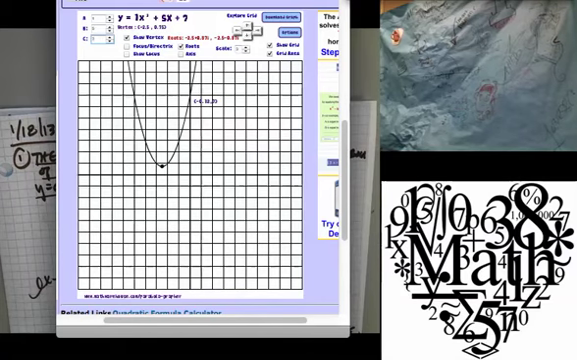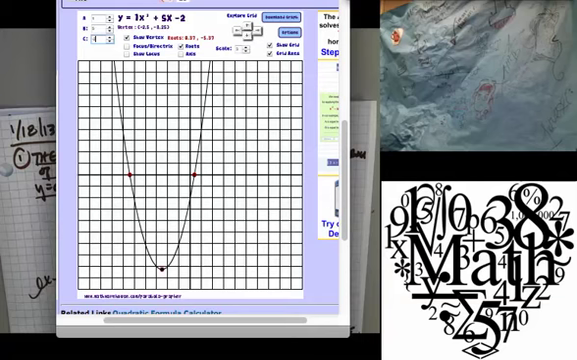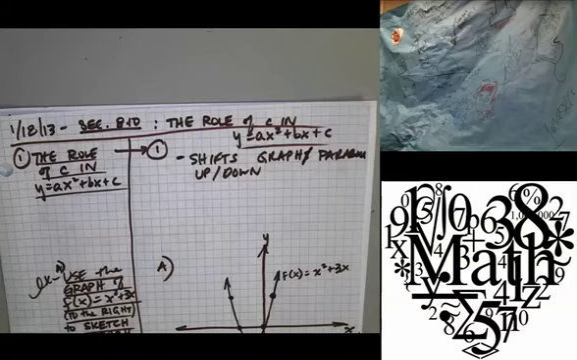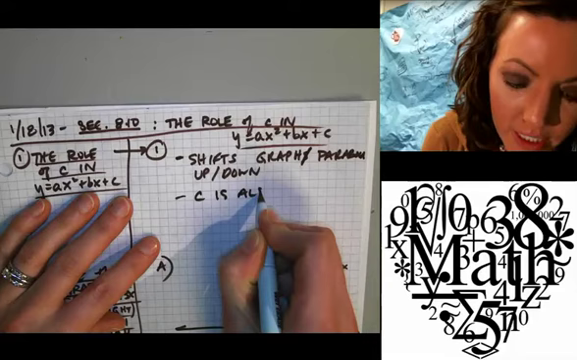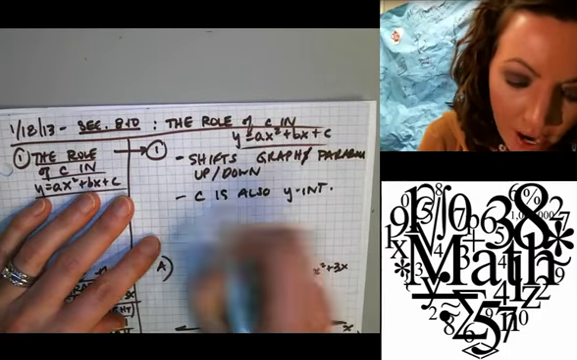The y-intercept. So the y-intercept also represents c. So like if I make this -2, then you can see that the y-intercept is at -2. Okay, so that's another piece of this, is that c shifts the graph up and down, and c is also the y-intercept of the graph.